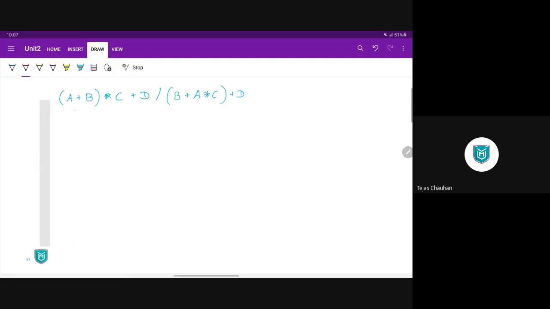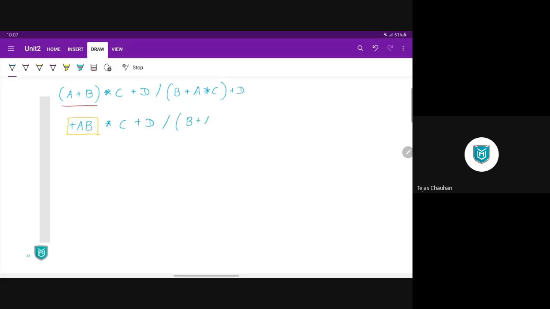Now whenever we have parentheses, we are going to solve those parentheses first. Now this second parenthesis is having internal multiple operators, so we'll look at that later. Let us solve this first parenthesis. So that becomes plus AB, and we consider that as a single entity. Then let me write down the remaining expression as it is. So star C plus D divide B plus A star C plus D.